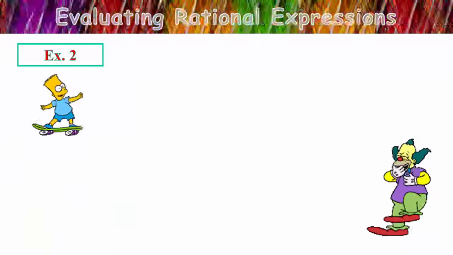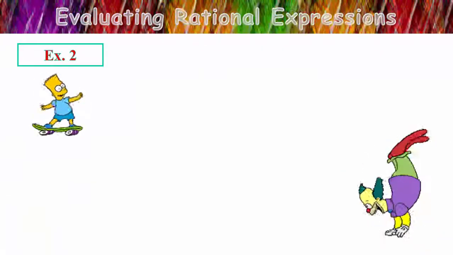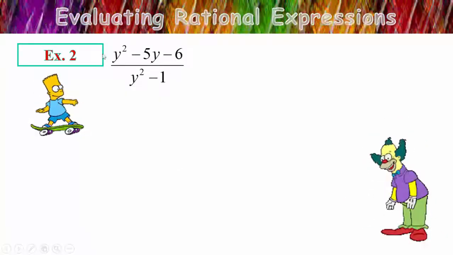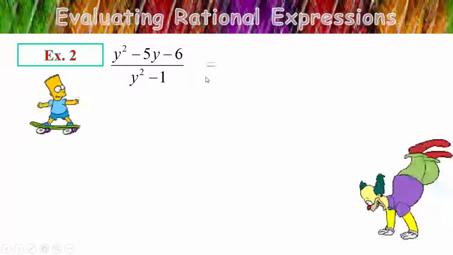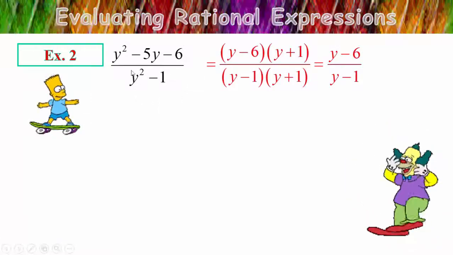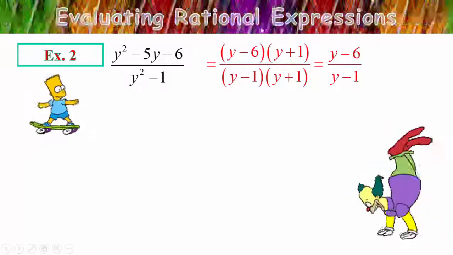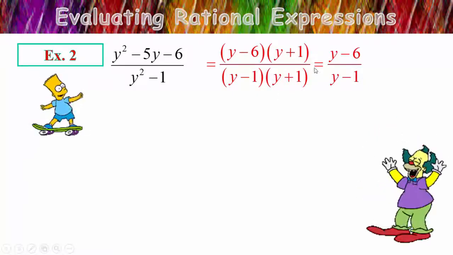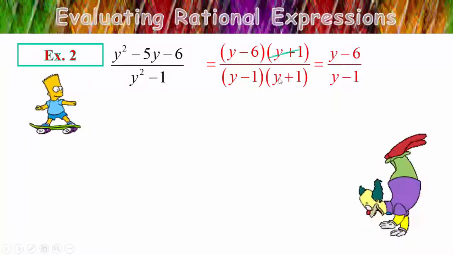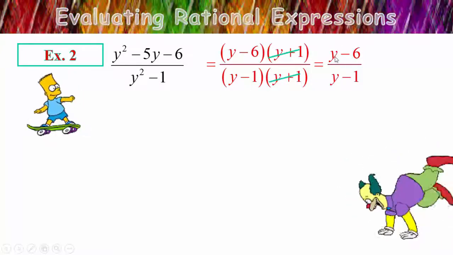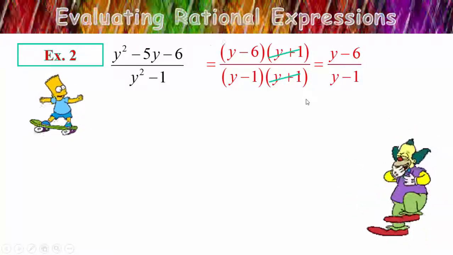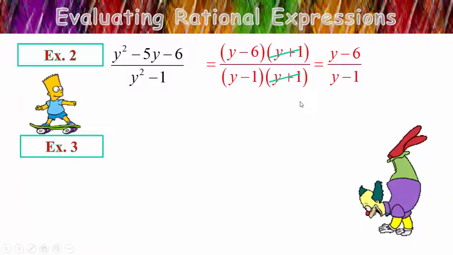So let's look at example number 2. Here we have this expression. We're going to factor the top part, and we're going to factor the bottom part, which is the difference of two squares. And we see the y plus 1 and the y plus 1 cancel, so we can get a y minus 6.